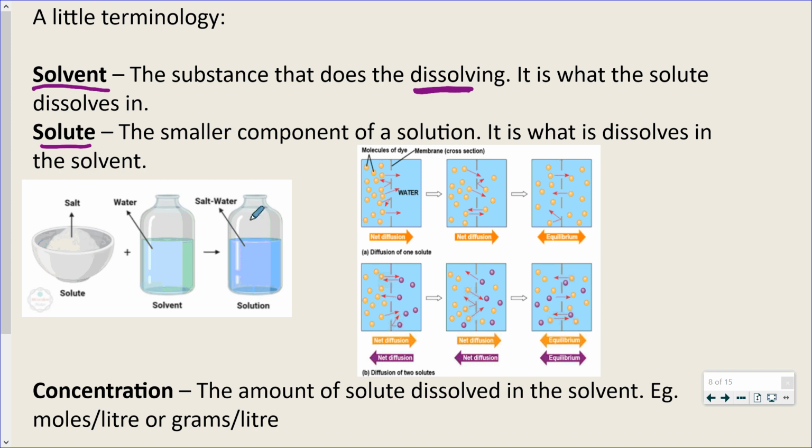So an example here: if we take salt and we mix it in water, then the salt is what is being mixed in the water. So the solute, there's less of it, it's what's being dissolved. And the water is what is doing the dissolving. It is the larger of the two components. It is the solvent, and then we end up with a sodium chloride or a saltwater solution.